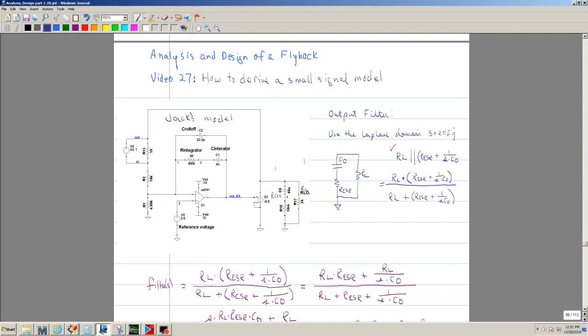This is video 27, and I'm going to show how to derive the small signal model and then how to use MathCAD. And then I'm going to compare it with Spice simulations. So we're going to compare both of them, and see how accurate they are. And this is the small signal model.